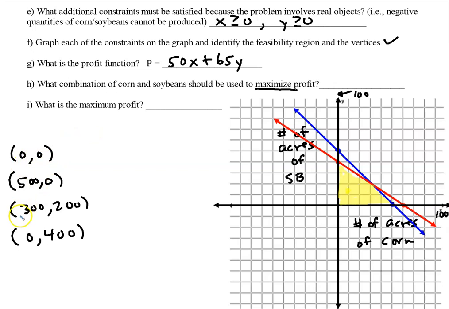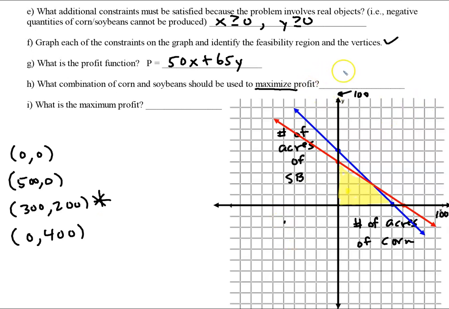And that's pretty easy with the calculator, and what you're going to find out is the one that does give you the highest value, highest number for profit, is the 300 acres of corn combined with 200 acres of soybeans, and then that profit number, let's grab my calculator, and then 65 times 200. All right, and that is 28,000.